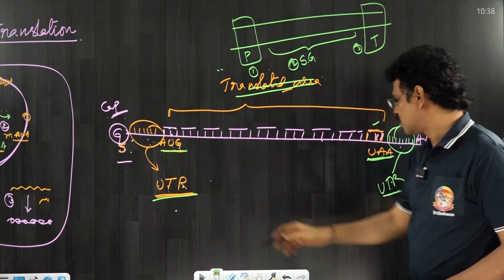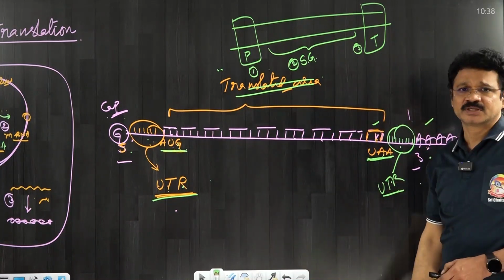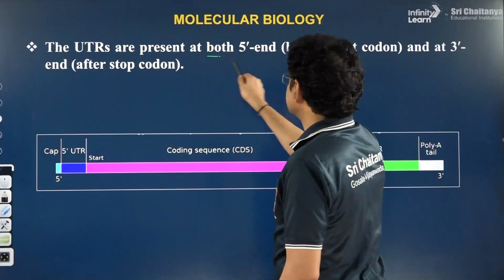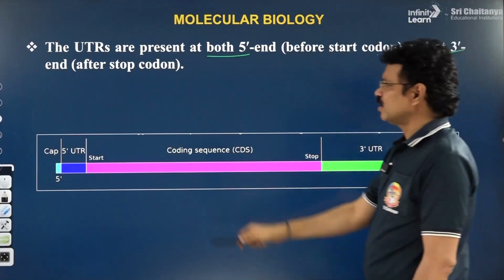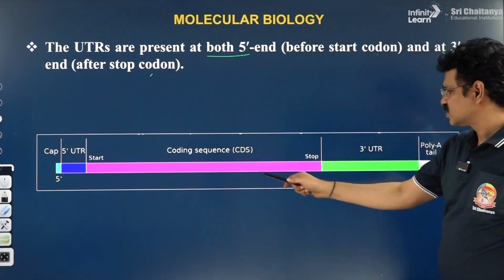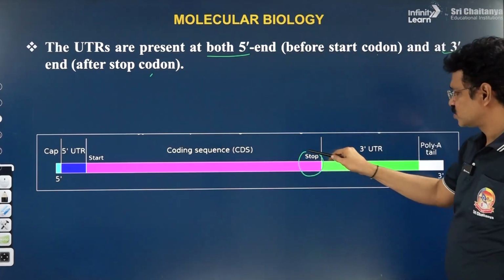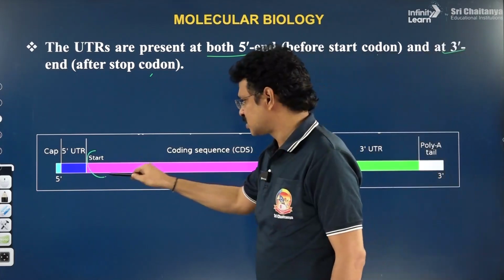AUG is the start codon, UAA is one of the stop codons. UTRs are present at both the 5' end before the start codon and the 3' end after the stop codon. That is the coding sequence, the translated area. The last portion is the stop codon, and the first portion is the start codon.